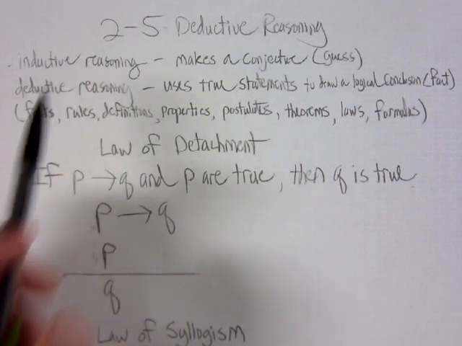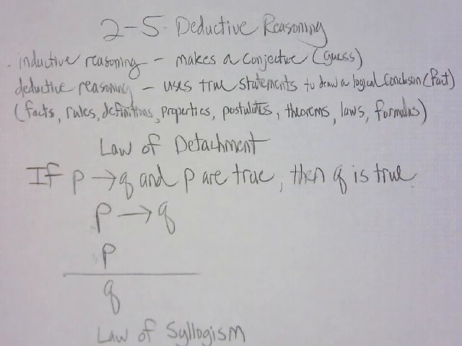Okay? So, for example, one of the scenarios we used for inductive reasoning was if I see lightning and hear thunder, then my conjecture would be that it's going to rain. Okay? Well, does that guarantee that it's going to rain? Not necessarily. It could clear up and never rain a drop. Okay, so again, remember, inductive reasoning is a conjecture. The conjecture may or may not be true. But with deductive reasoning, the conclusion that you arrive at is a fact.